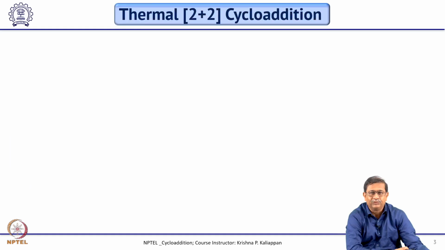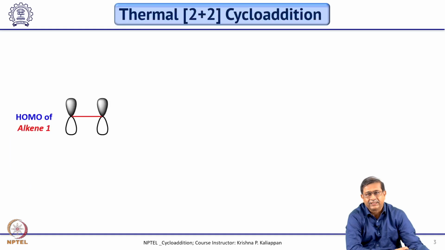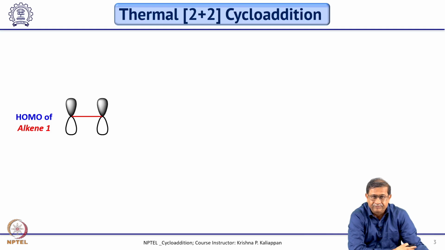Now let us go straight to thermal 2+2 cycloaddition reaction. As we have discussed in 4+2 and 3+2, in both cases it is quite obvious that thermal 4+2 and thermal 3+2 are allowed, because both involve 4-pi electrons plus 2-pi electrons. However, in the case of 2+2 cycloaddition, we know that the 2-pi component is reacting with another 2-pi component.